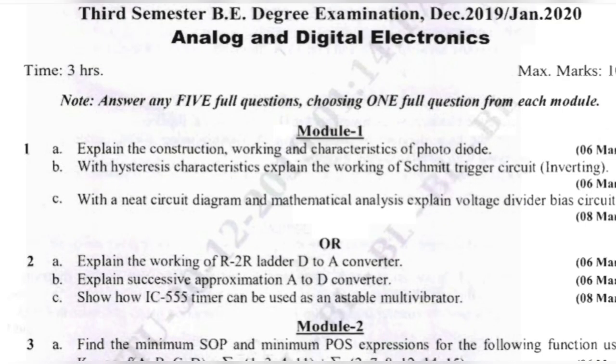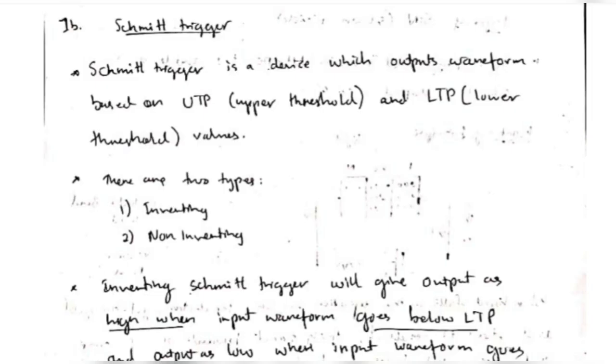In the next question, they have asked, with hysteresis characteristics, explain the working of Schmitt trigger, for the inverting circuit. So firstly we will be writing what a Schmitt trigger is. It's a device which outputs a waveform based on UTP and LTP. So we'll be looking at what UTP and LTP are. There are two types, inverting and non-inverting.